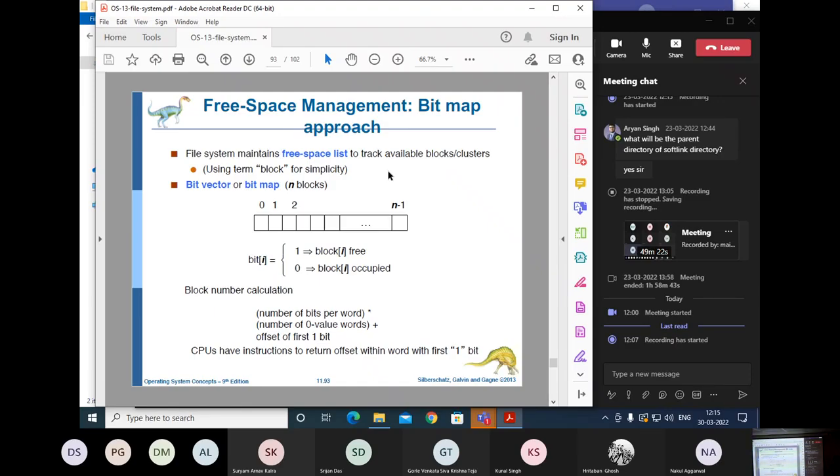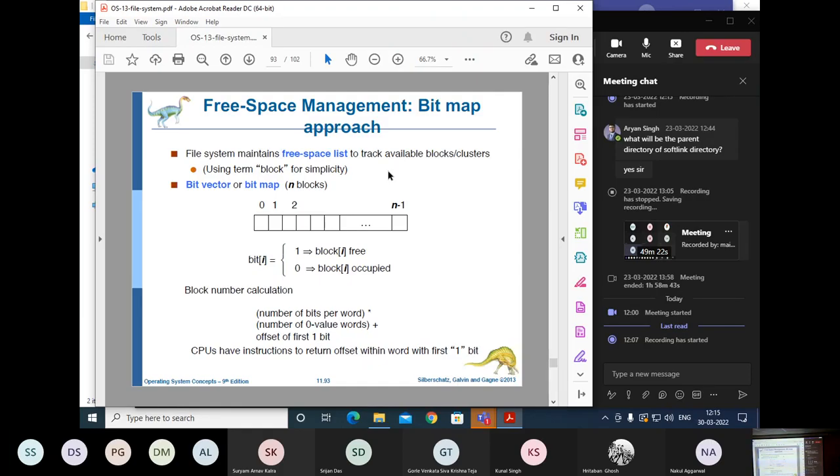And then very simply, what would be your block number offset? The number of 0 words plus the offset within the first word where there is a 1 bit. That is what is written here. Essentially, you have number of bits per word, generally 32 bits. And then you have the number of 0 value words because you basically just discarded those words. They're all filled. And then you have the offset of the first 1 bit that you got from your CPU instruction.